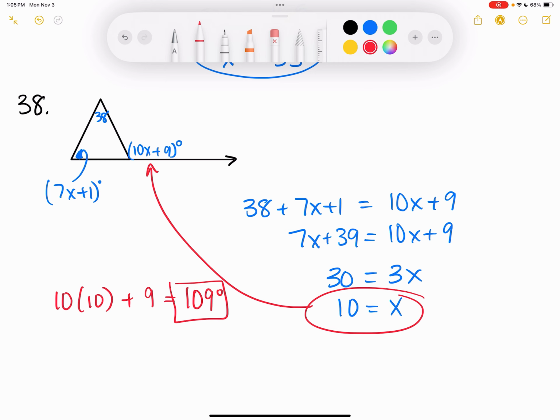Is it 205? It's 205. It's not. That clock's not right.